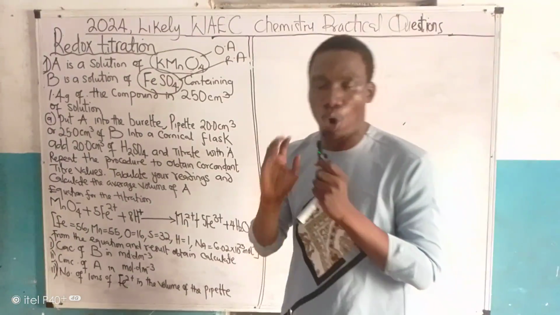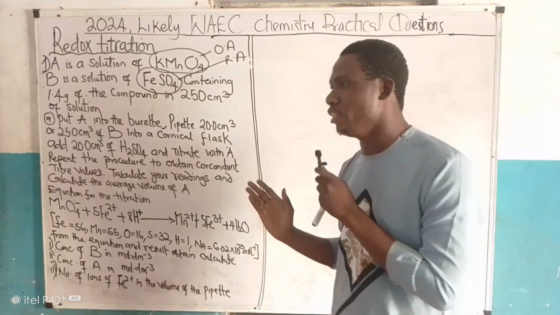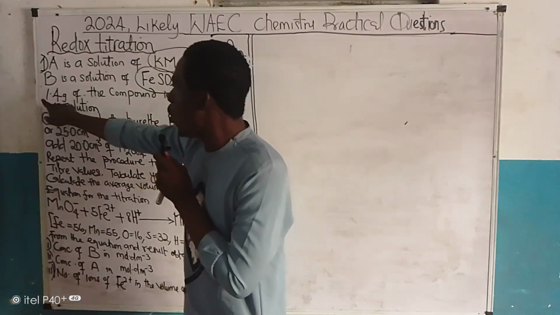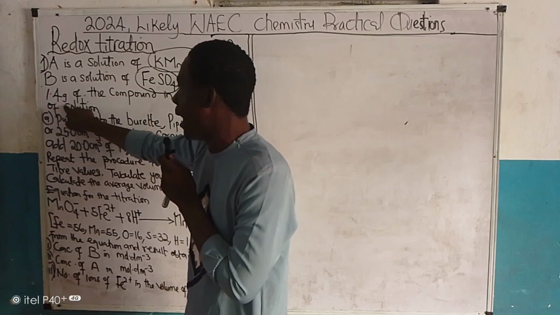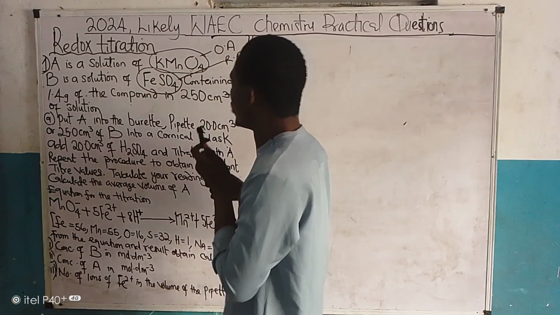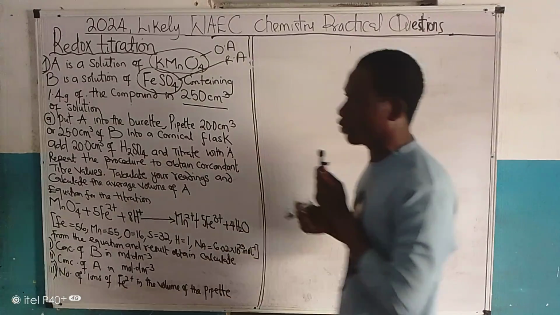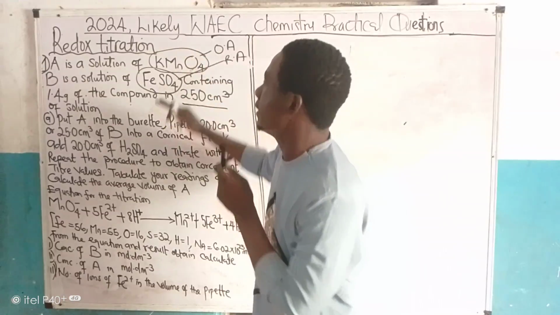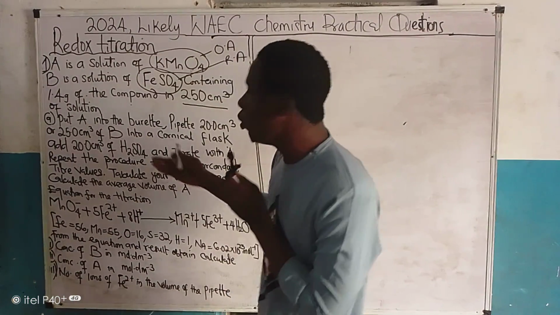Now, they gave us the concentration of B by telling us that FeSO4 containing 1.484 grams of the compound in 250 cm3 of the solution. Okay? Now, this is your A and B. Now, look at the steps.